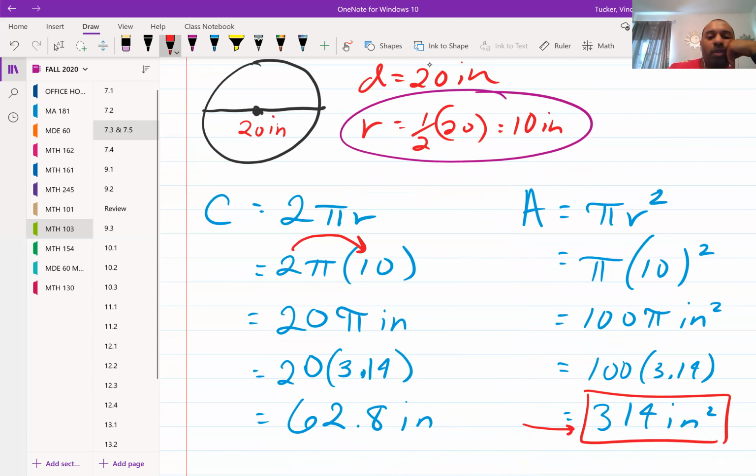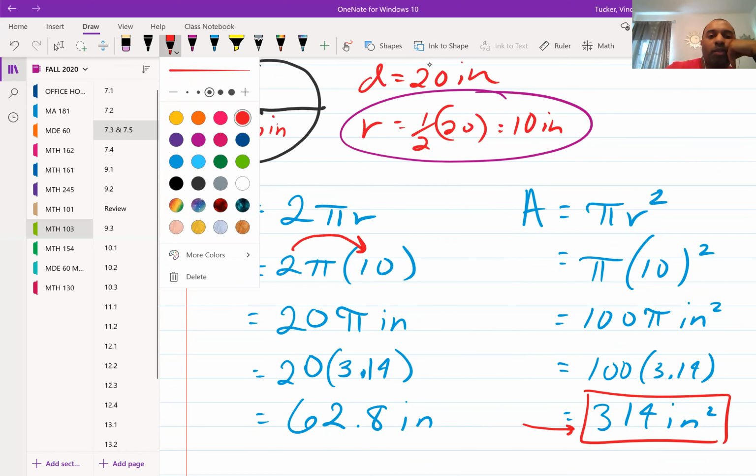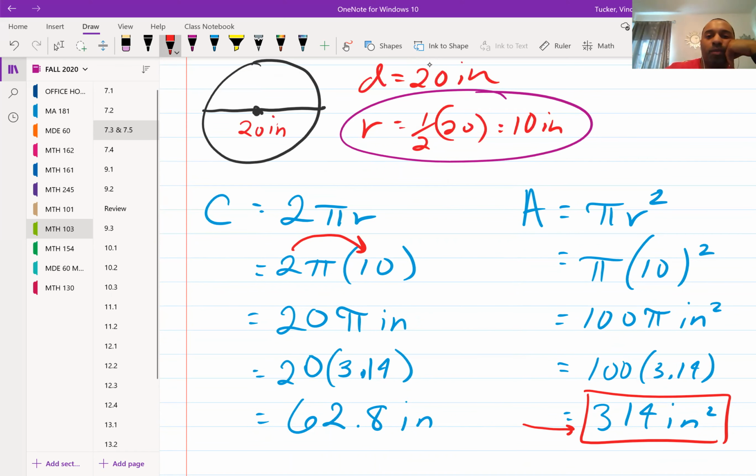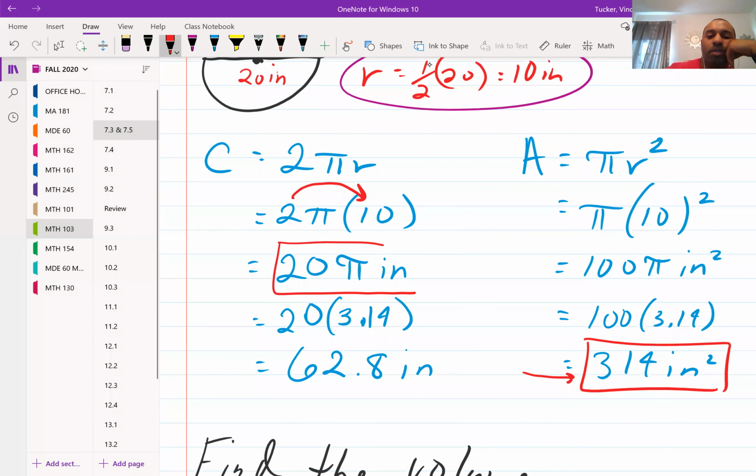All right, so 2 times 10 is 20. And notice they ask for the exact and the approximation. So this would be considered your exact answer.